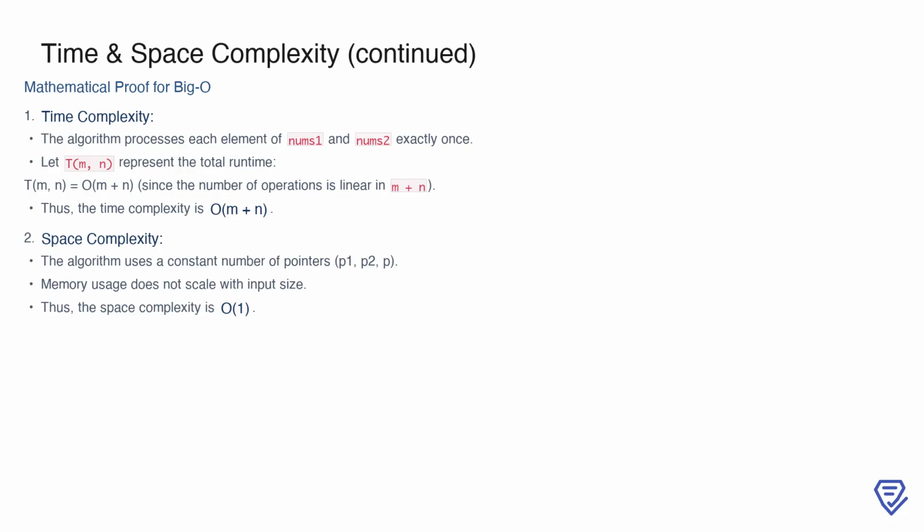For space complexity, the algorithm only uses a fixed number of pointers, p1, p2, and p. These pointers do not scale with the size of the input, meaning the memory usage remains constant regardless of the input size. Therefore, the space complexity is O(1). This combination of linear time complexity and constant space complexity makes the solution highly efficient for merging two sorted arrays.